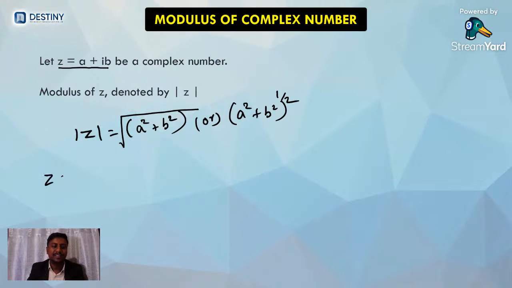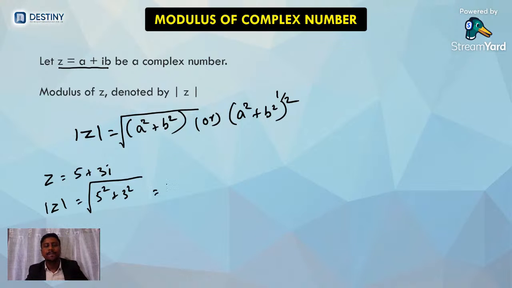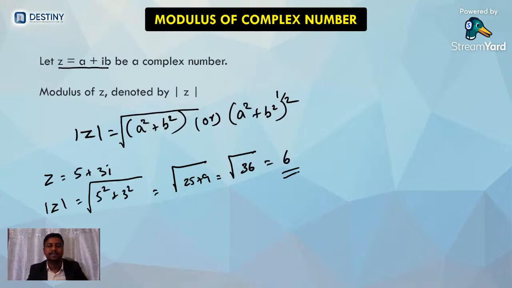Let me take the example of z is equal to 5 plus 3i, right? So modulus of z is equal to square root of 5 square plus 3 square. So this is square root of 25 plus 9, that is square root of 36. So it will become 6. So modulus value is 6. Modulus values will always be positive, not a negative number.